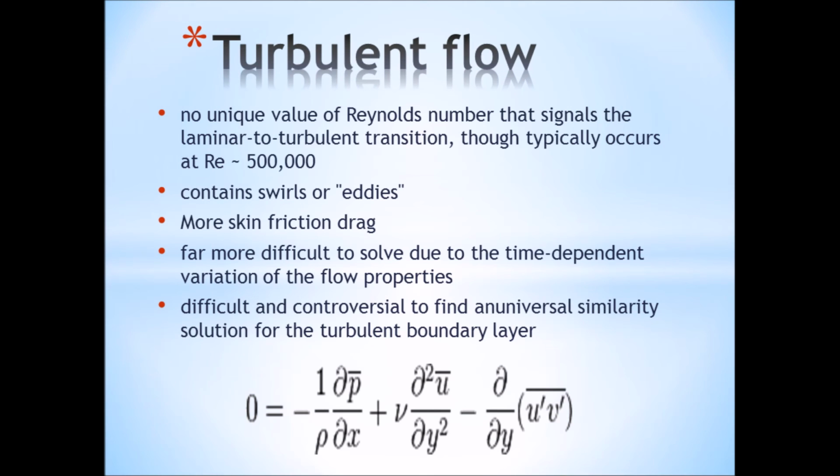On the other hand, for turbulent flow, there's no unique Reynolds number that indicates the exact position of the laminar to turbulent transition. However, experiment tells us that it often happens at around 500,000 Reynolds number. This flow contains swirls and eddies, and creates much more skin friction drag than laminar flow. More importantly, its equation is far more difficult to solve due to the time-dependent variation of these flow properties. Hence, there is yet to be a universal similarity solution. This is the end of my video.